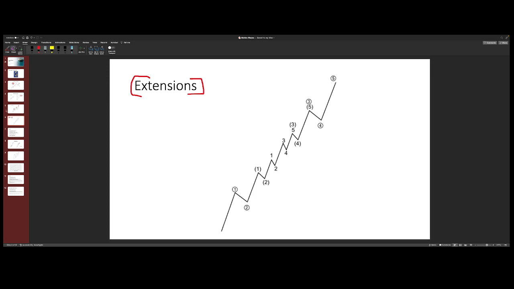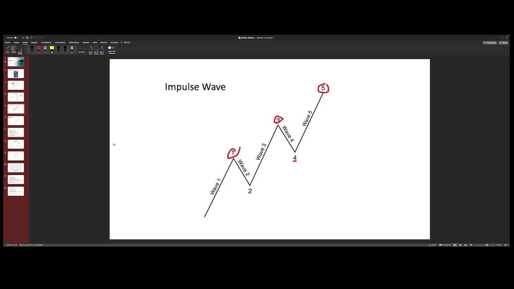Extensions are very easy to identify, and the rule of the impulse says that not all of 1, 3, and 5 can be extended. 2 out of the 3 can be extended. So you can do either 1 or 5, which is not as common. What is more common is to find one extension within the impulse, whether it's 5, whether it's 1, or whether it's 3, but not all 3 together can be extended. That never has been possible. So we follow that rule for the impulse.